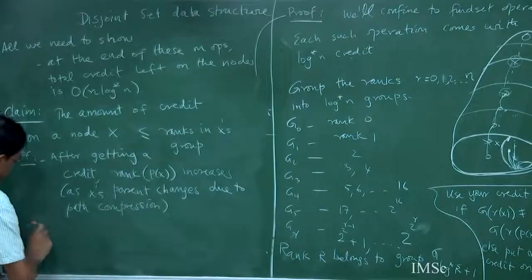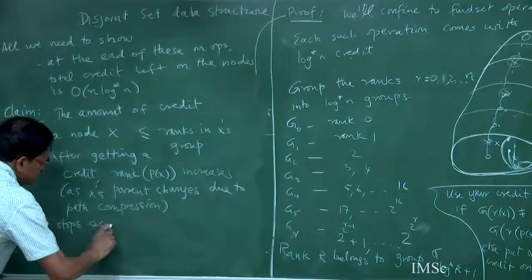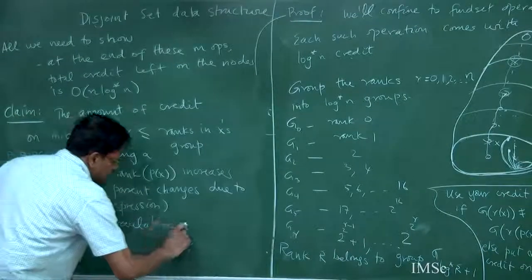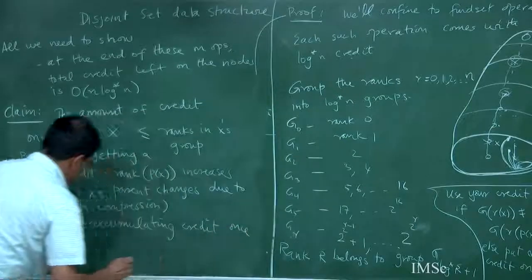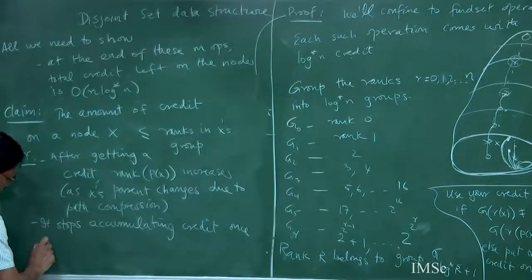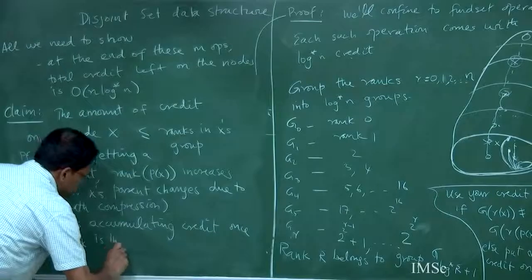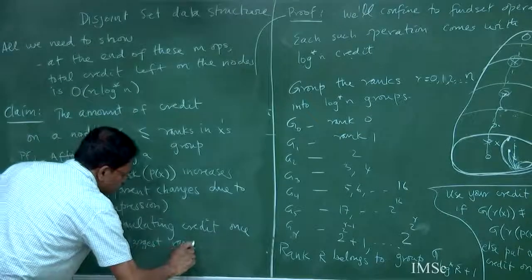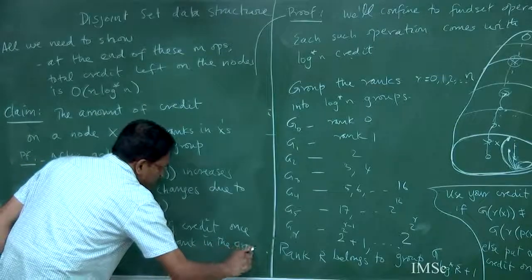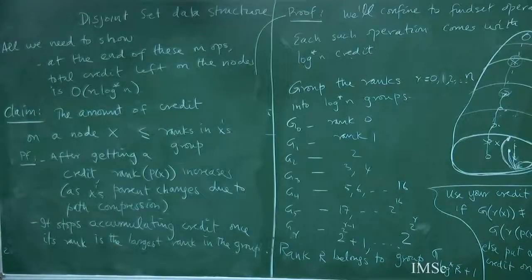And it stops getting credit once its rank is the largest rank in the group, because then its parent will be in a different group. Parent's rank will be different. So it can start with the lowest rank in that group and the parent, and eventually it can move up after every time it gets credit. So the number of ranks in that group is what it can accumulate. Okay, so that's the argument.